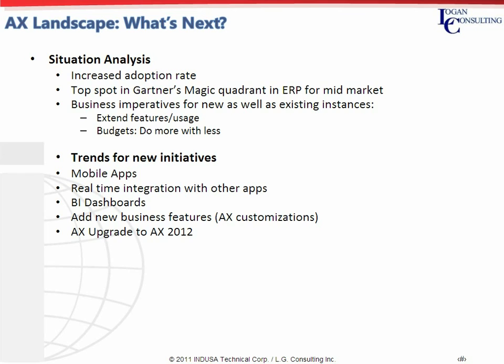For those of you who are unaware of Gartner's Magic Quadrant, it's a graphical representation of how selected ERP vendors measure against functionality, usability, and technology criteria for that marketplace. In terms of the common business imperatives that we see at existing AX instances, the most common revolve around extending features and usage. Mainly, businesses are being forced to do more with less, and they're using AX to achieve that goal.